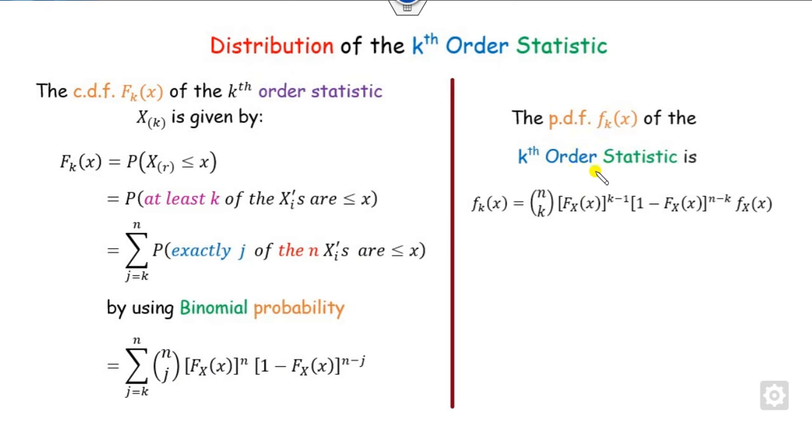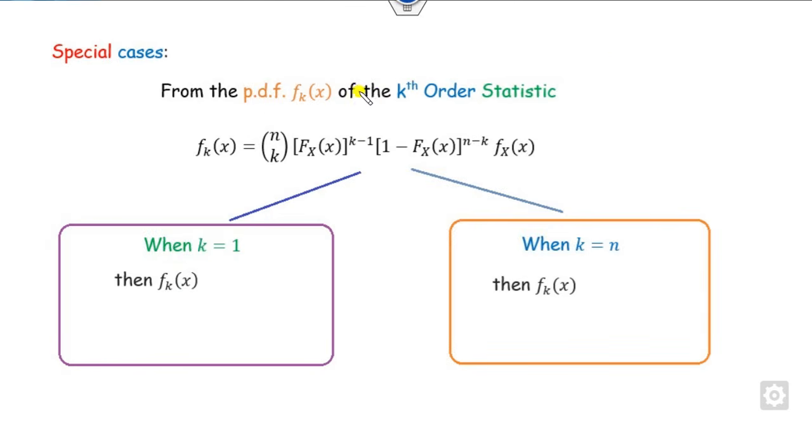Now this is the CDF of this here. You can take the PDF of them by taking the derivative of this. You can write like here. This is the PDF of this kth order statistic. Also, you can see that if you substitute k as 1, this is the first order statistic. If you take k equal to n in this, this is the nth order statistic.